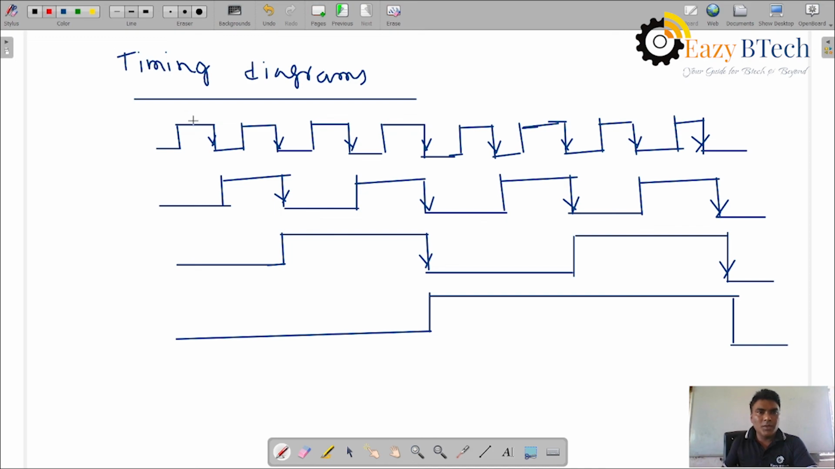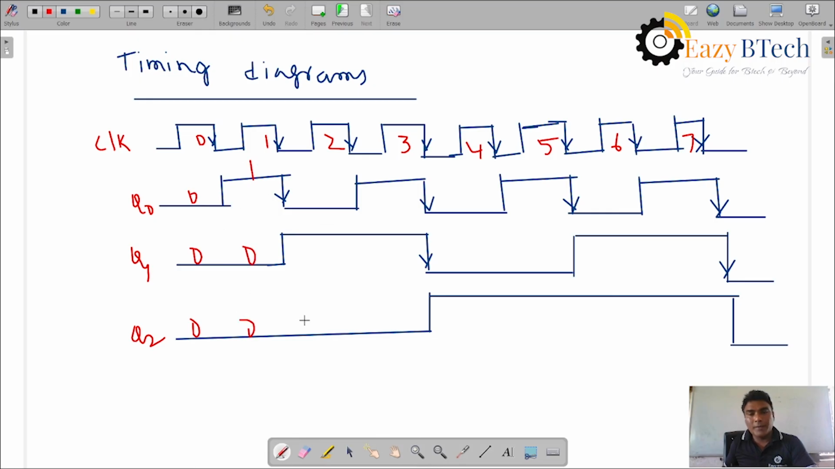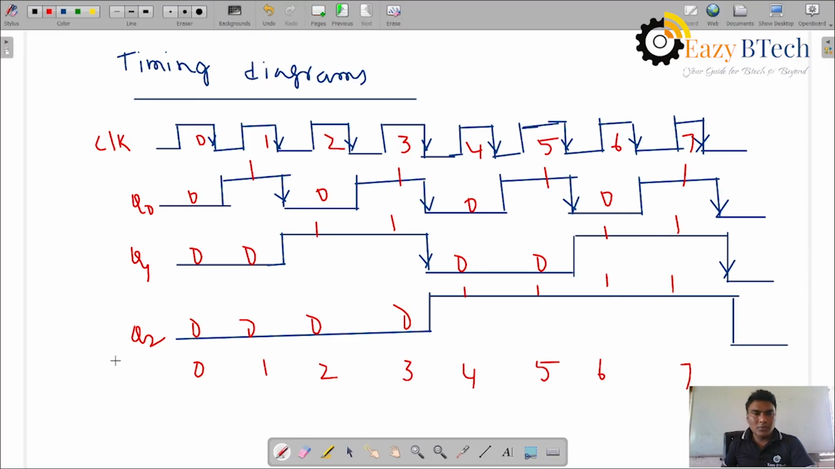Okay, let me see this one. 0, 1, 2, 3, 4, 5, 6 and 7. So this is Q naught, Q1 and Q2. Clock signal is applied. Initially 0, 0, 0. Okay, 0, 0, 1. Okay, 0, 1, 0, 0, 1, 1. Okay, 1, 0, 0, 1, 0, 1. Okay, 1 1 0 and 1 1 1. The counting is 0, 1, 2, 3, this is 4, this is 5, this is 6, and this is 7. So this is the final count.